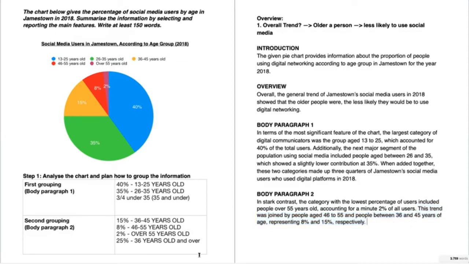And now I just want to call attention to this 25%. So I'm going to say, of particular note is that those aged over 36 collectively made up only 25% of Jamestown's social media users. And there's our essay. So I am now going to color code this so that we can look at various types of language. We'll look at the word count and we'll start analyzing our piece of writing.